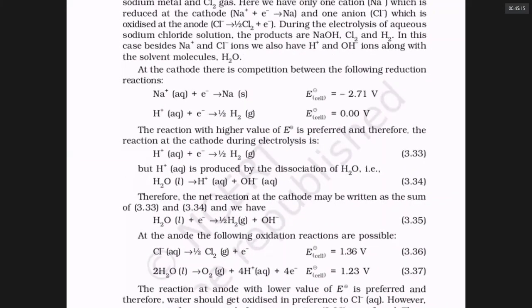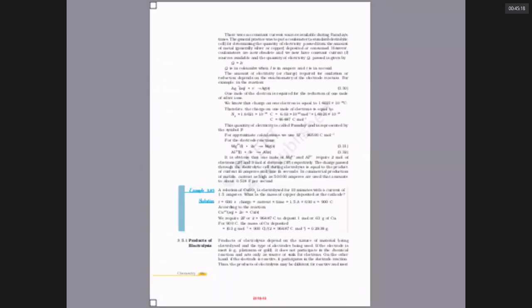Ladies and gentlemen, I request you to look at the next part.